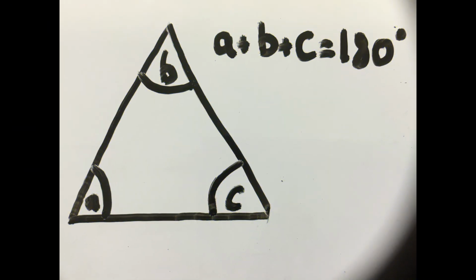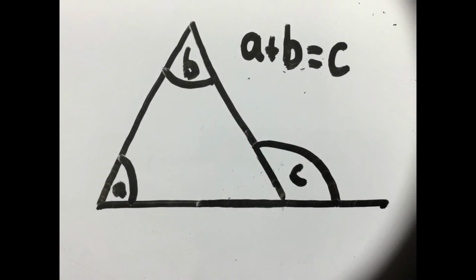And some rules for triangles: all three angles will always add up to 180 degrees. A plus B plus C will always equal 180 degrees. And if you add together two angles, you'll get the opposite outside angle.